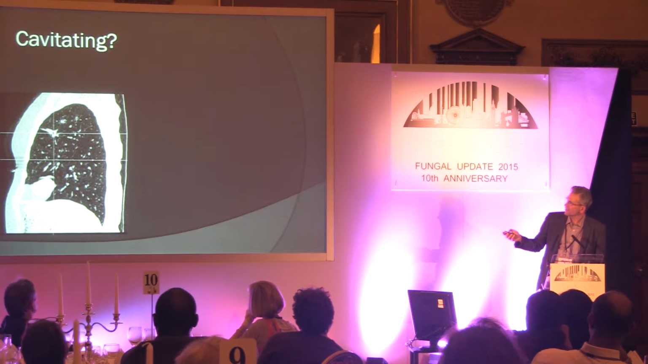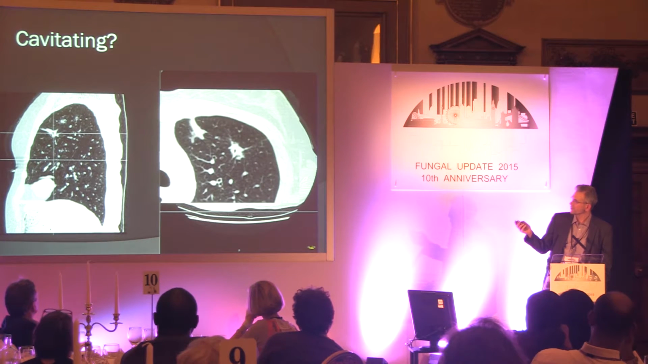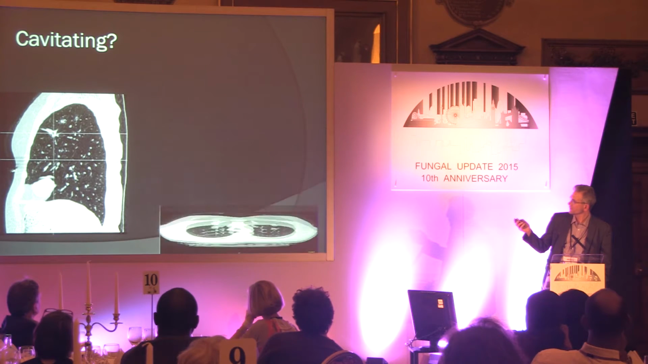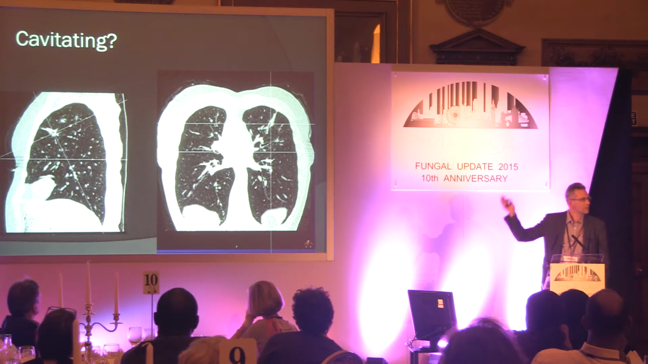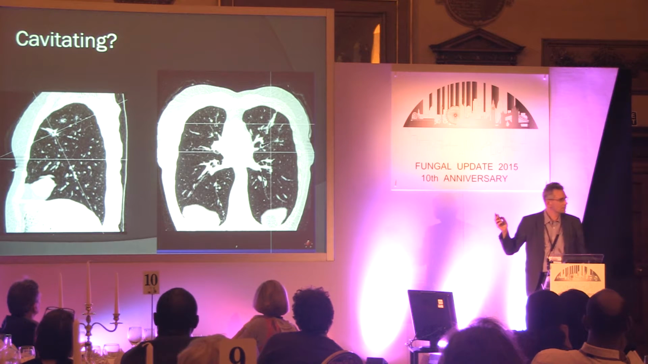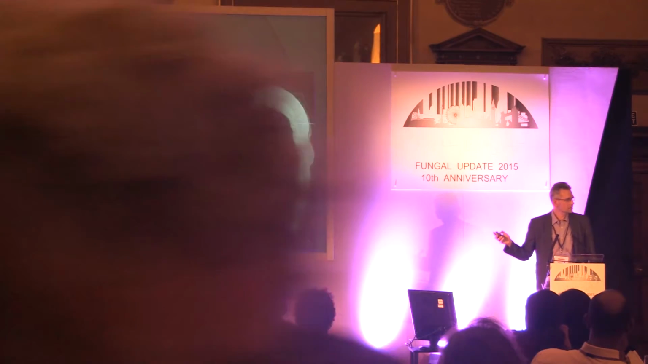Okay, here's a cavitating nodule, or is it? On a volume CT, you can do an MPR reconstruction, if I just quickly flick through, and you'll see actually on an oblique MPR, it's an airway going through it, so it's not a cavitating nodule at all. Now, on a non-contiguous scan, you would have misdiagnosed that as a cavitating nodule.